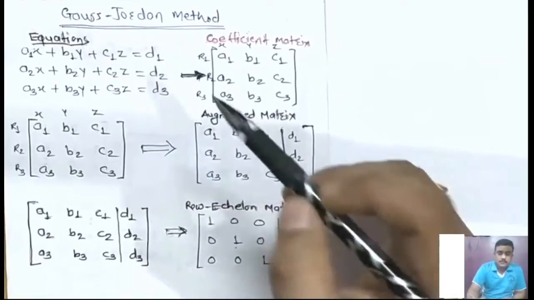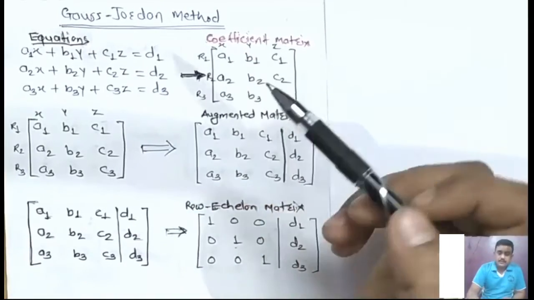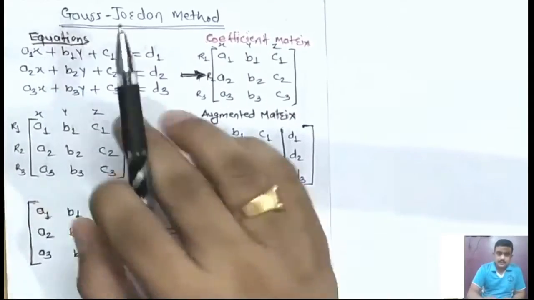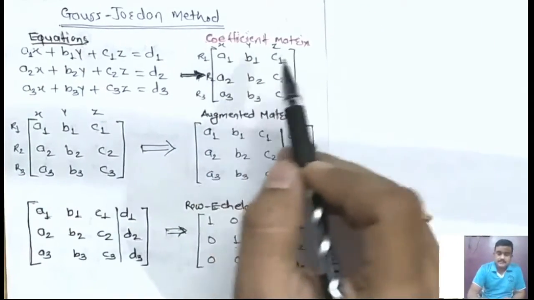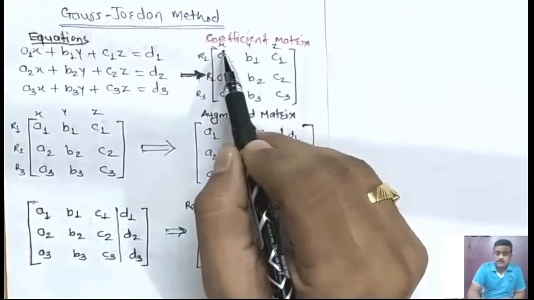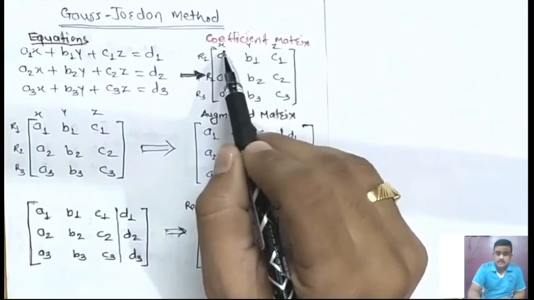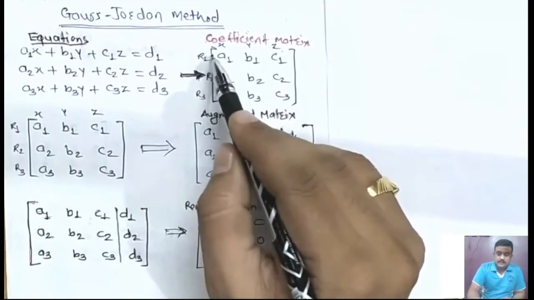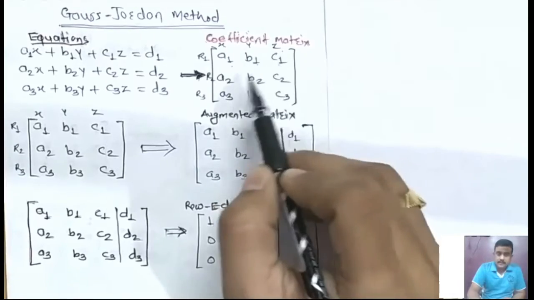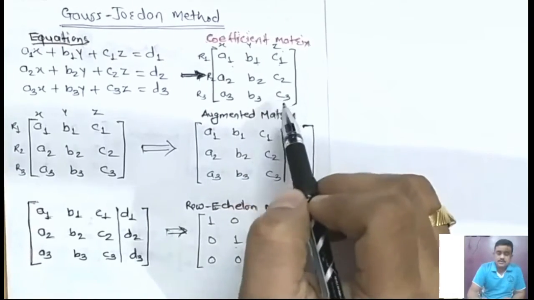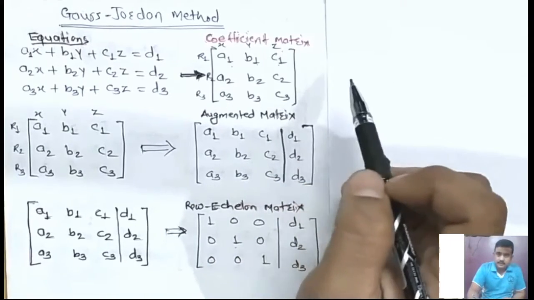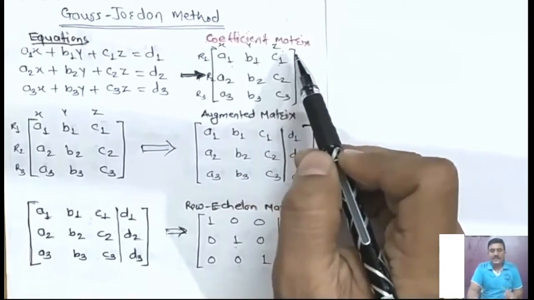Before proceeding with the Gauss-Jordan elimination method, first we have to write the coefficient matrix for these three equations, which can be represented like this. The matrix will contain three columns for the coefficients of the unknowns x, y and z, situated in three rows: a1, b1, c1, a2, b2, c2, a3, b3, c3. All these are the coefficients of the respective unknown variables. This is our coefficient matrix.